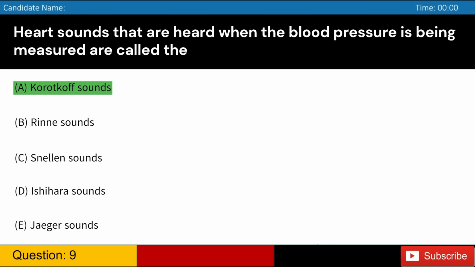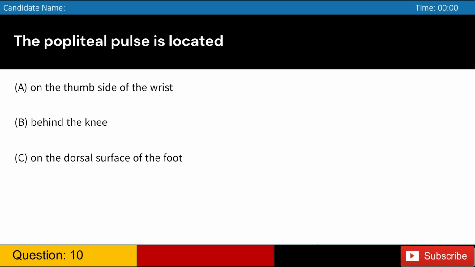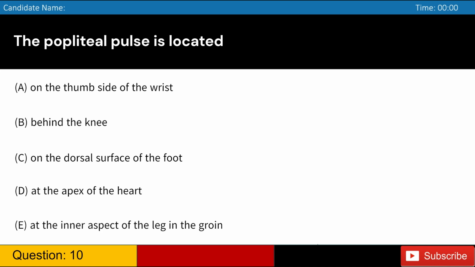Korotkoff sounds. The popliteal pulse is located A. On the thumb side of the wrist. B. Behind the knee. C. On the dorsal surface of the foot. D. At the apex of the heart. E. At the inner aspect of the leg and the groin. Answer B. Behind the knee.